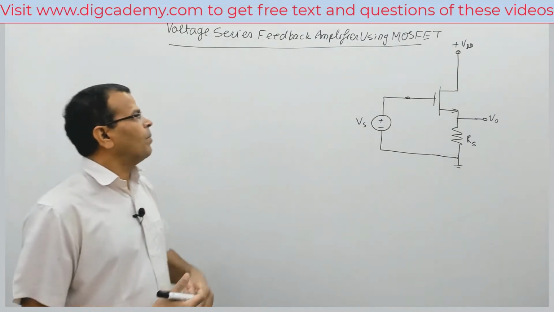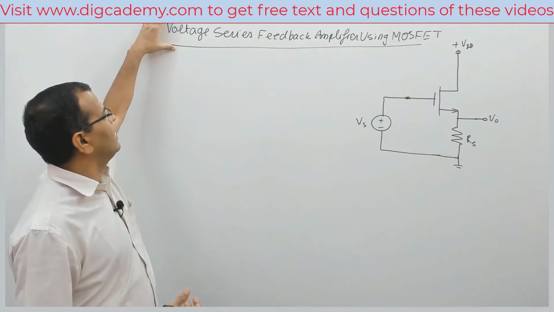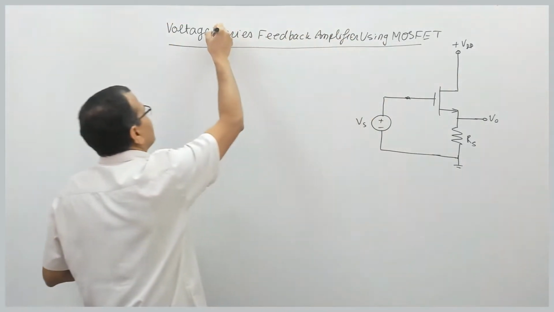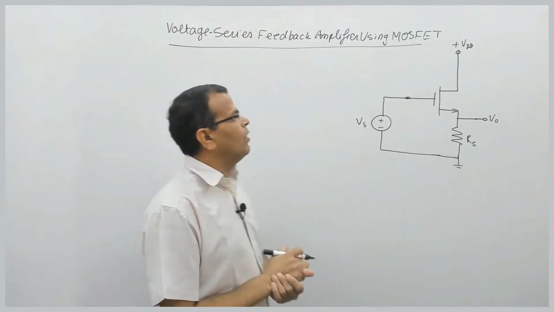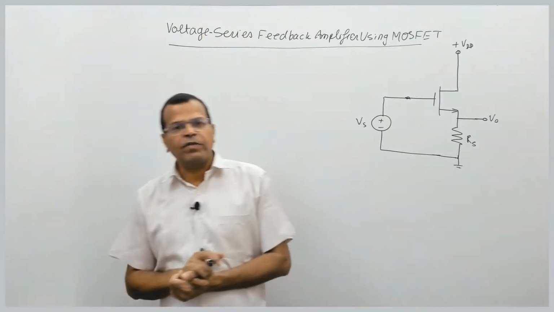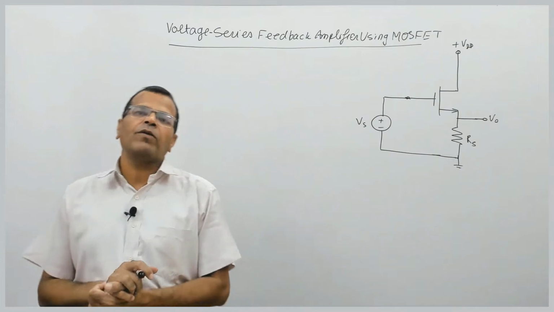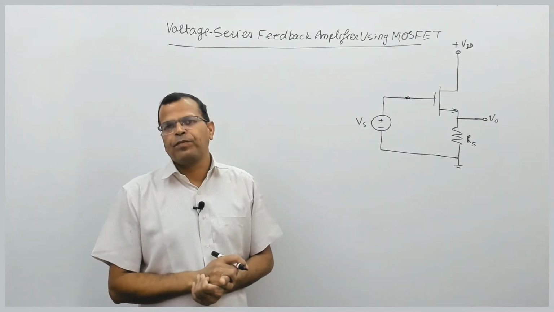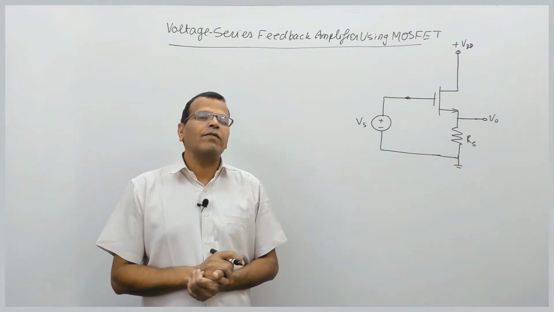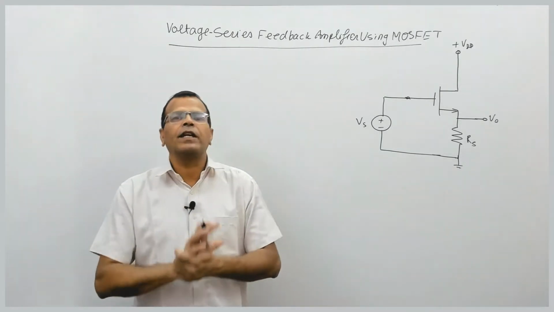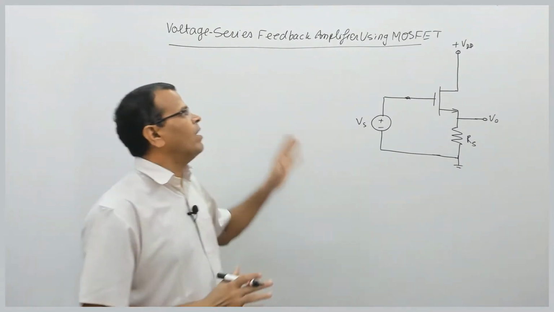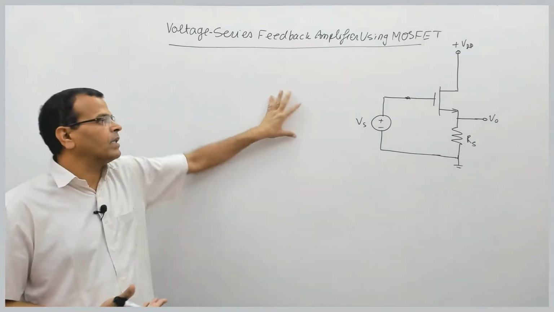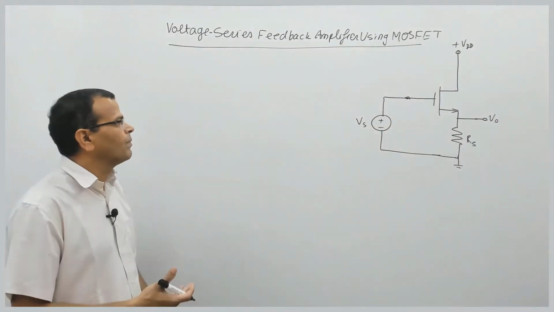Now the next topic in feedback amplifier is the analysis of voltage series feedback amplifier using MOSFET. So we'll be talking about voltage series feedback amplifier only. In the previous video we have seen the voltage series feedback amplifier using BJT. That circuit I discussed on basically a screen recorder. Now I'll be discussing that circuit using, of course, the conventional method, that is using a whiteboard.